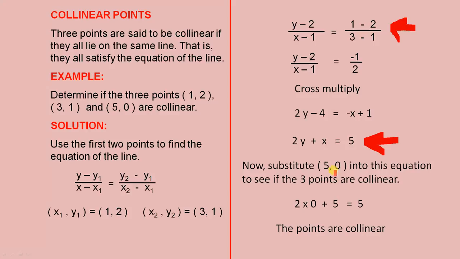Okay. Now the value of x is 5, so we put 5 where we see x. The value of y is 0, so we put 0 where we see y. And we have 2 times 0 is 0. 0 plus 5 equals 5. So the points are collinear. So those 3 points lie on the same line.